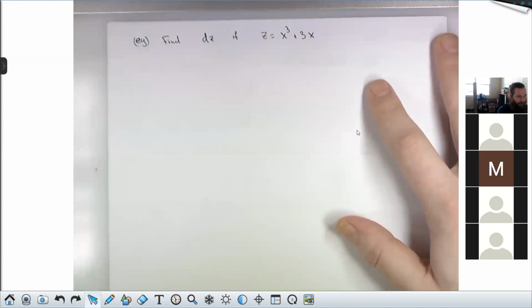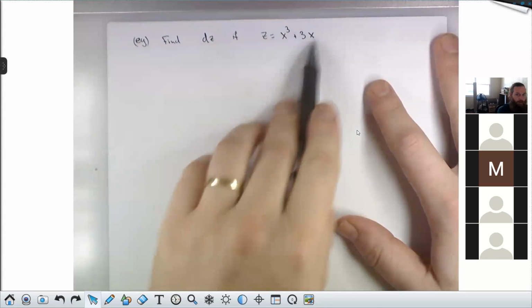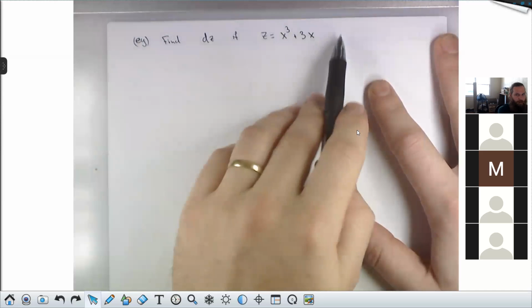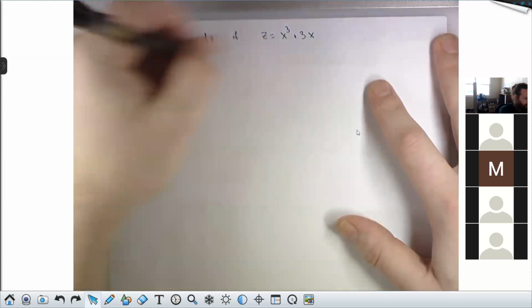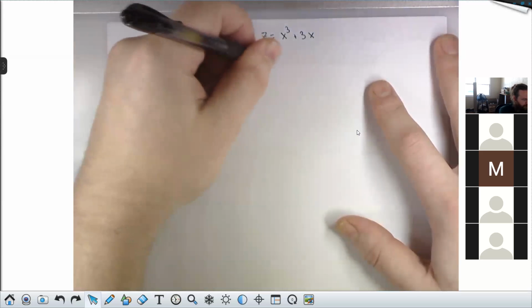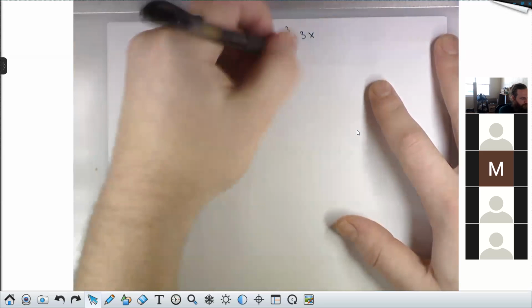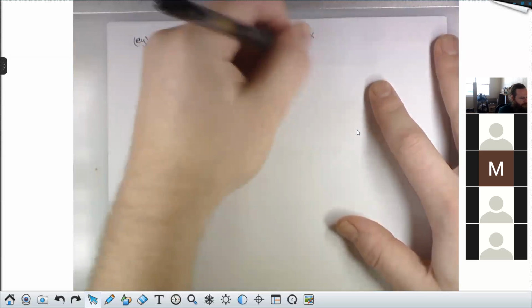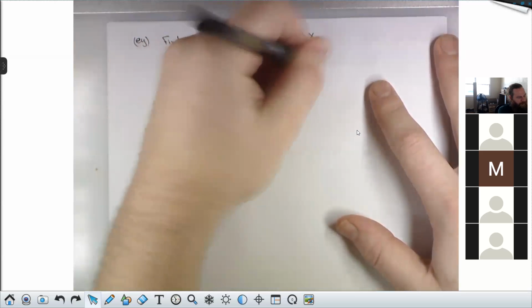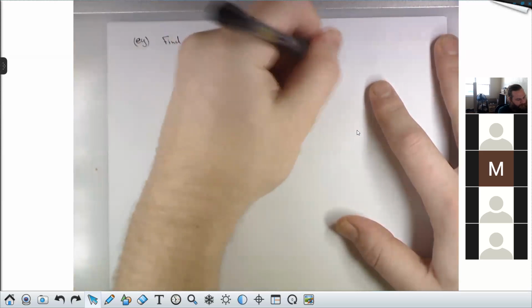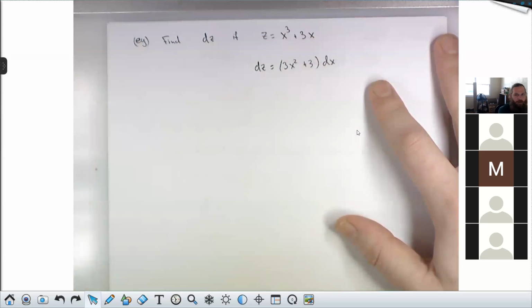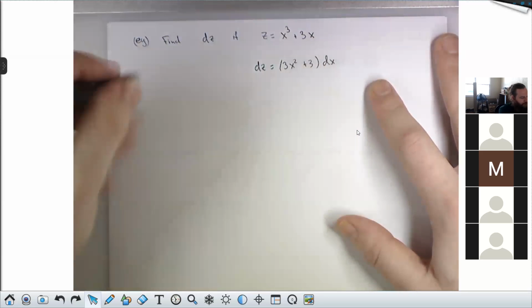Well, how do we do it? I just take the derivative, right? I take the derivative over here and I slap a dx on. So dz is equal to the derivative of this function, which is 3x squared plus 3. And I put that all in parentheses, and I slap on a dx. The parentheses are important here. This is why I'm showing these last few examples. We'll do one more.